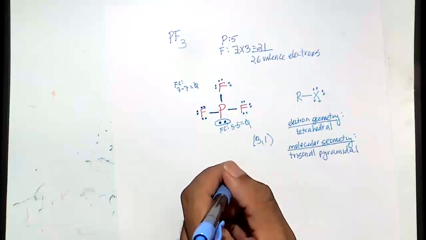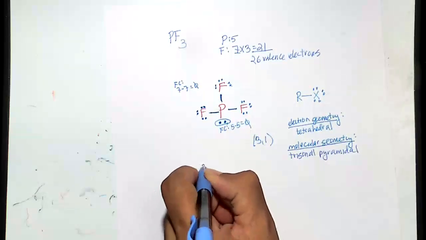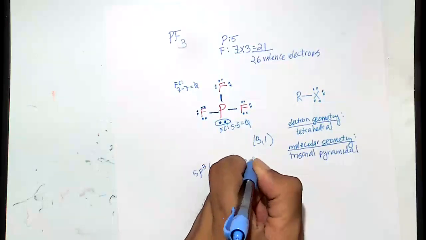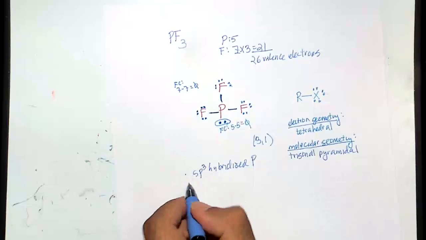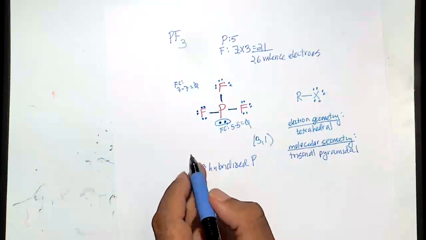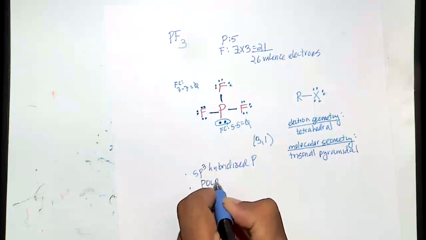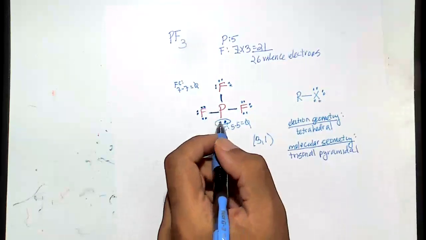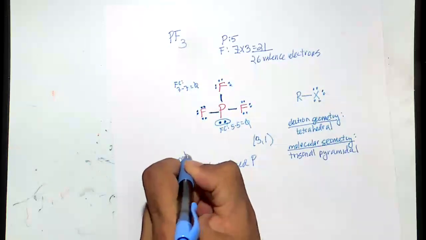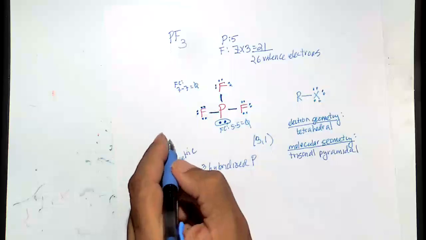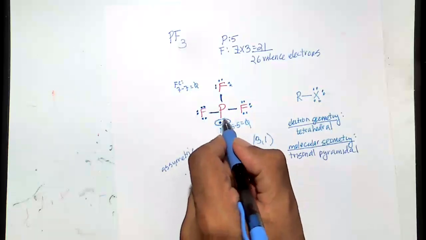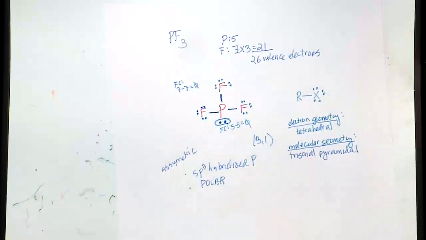And what hybridization is this? This is an sp3 hybridized phosphorus. And is this polar or nonpolar? It's polar. It's asymmetric, so it's not symmetric. The previous example, SF6, was symmetric, so it was nonpolar. This is not symmetric because of the lone pair here.